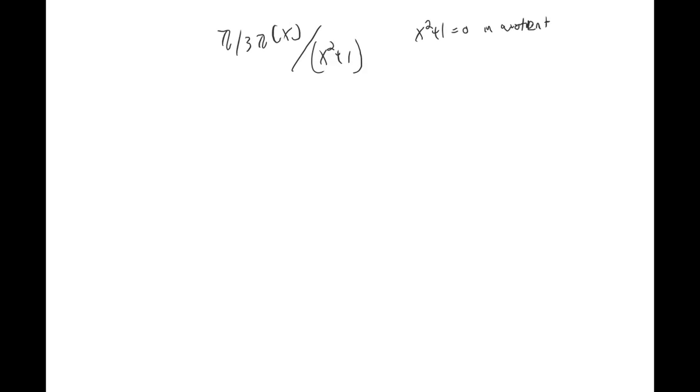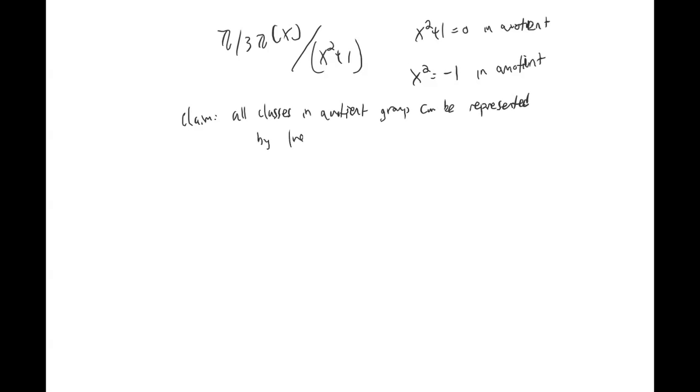Everyone agree with this? Then what is x squared? The class of x squared is just the class of -1 in the quotient. So the claim is all represented classes in the quotient group can be represented by linear or constant terms. You can't have anything more.